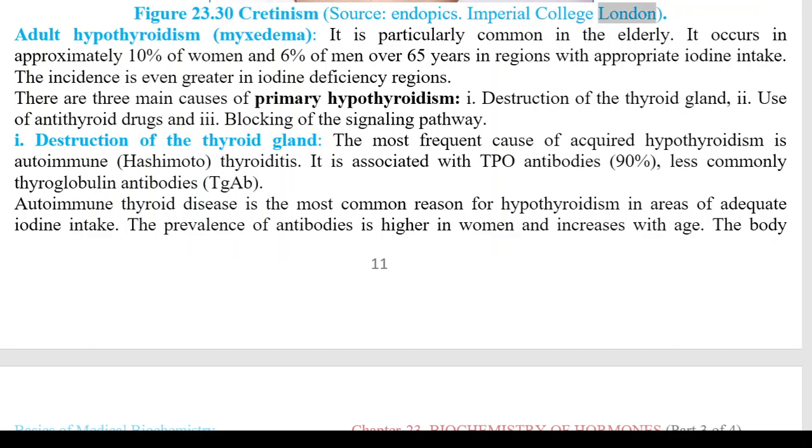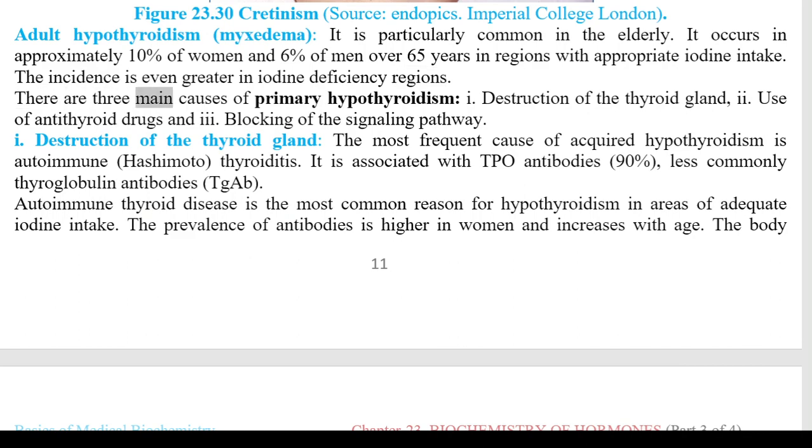Imperial College London. Adult hypothyroidism, myxedema. It is particularly common in the elderly. It occurs in approximately 10% of women and 6% of men over 65 years in regions with appropriate iodine intake. The incidence is even greater in iodine deficiency regions.